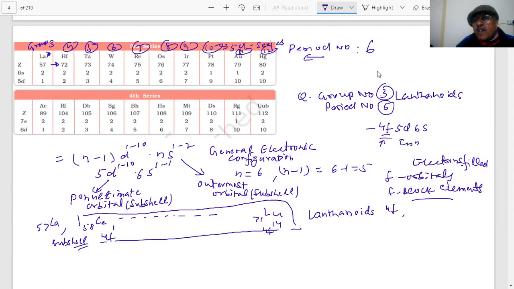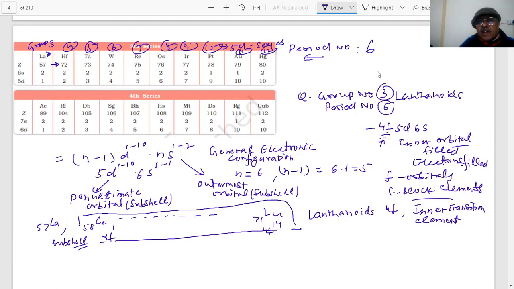This is an inner orbital which is being filled, students. That is why they are called inner transition elements. What do you call them? Inner transition elements, because the inner subshell, the inner 4f orbital, is being filled.